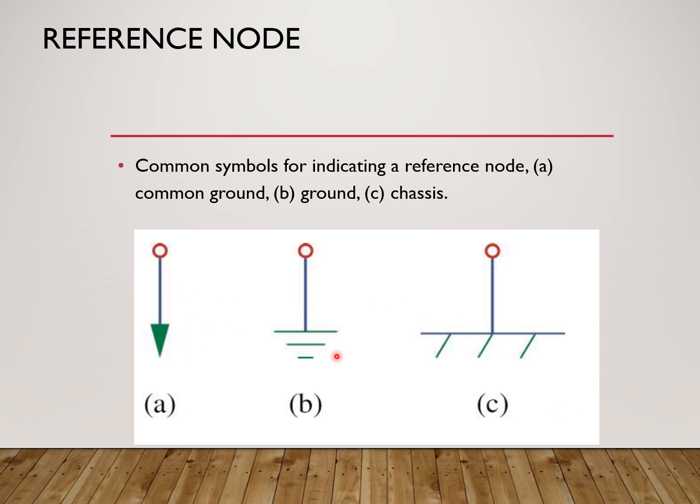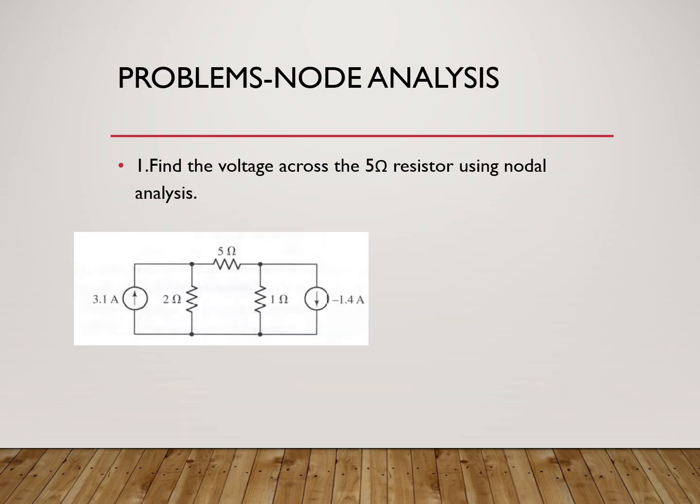Now the reference node can be any one of these symbols used for reference. While doing a problem on node analysis, you have a circuit here. The first thing we do is always designate the reference node. Here the logic says that this can be chosen as the reference node. Normally the maximum number of common connections are here, and this can be designated as the reference node, or zero potential.